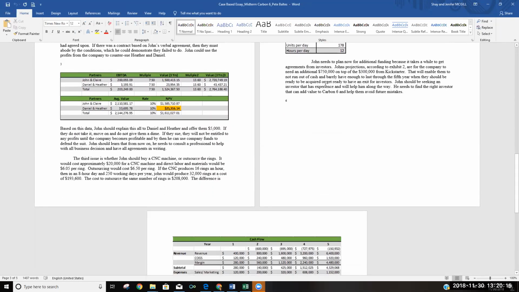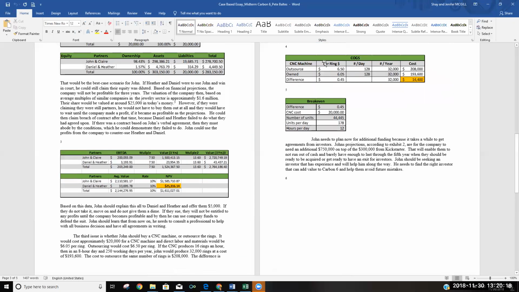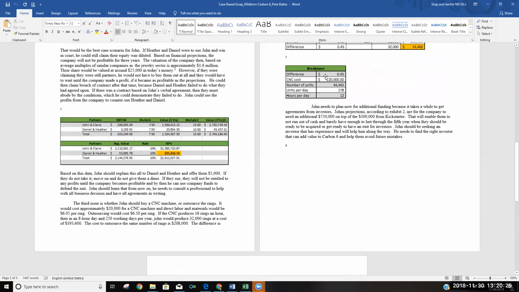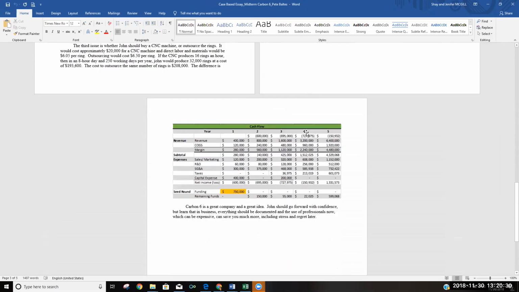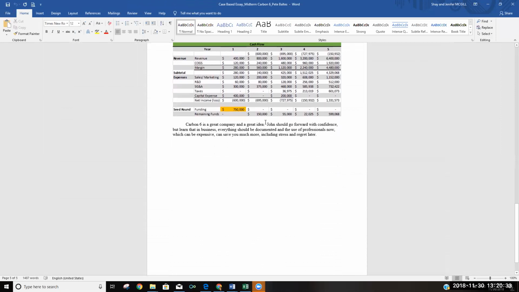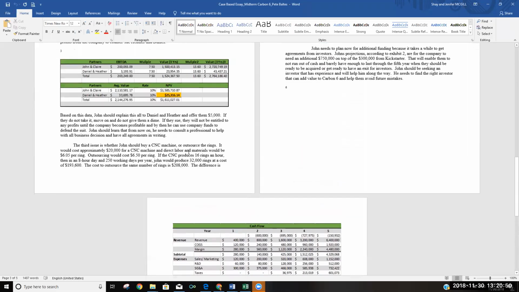So he does a super good job quantifying everything that he wants to say. And because he does it strictly through that, I mean, look, he's come up with all of his own tables here using just the information that was given to him and maybe some of his own assumptions. But he's able to make good decisions because of that. And anyway, you see right here, if I were reading this, Carbon 6 is a great company with a good idea. John should go forward with confidence, but learn in the business, everything should be documented. So anyway, I like this because when he says this, you're just like, yep, he can do it, because look at all this evidence he cited.